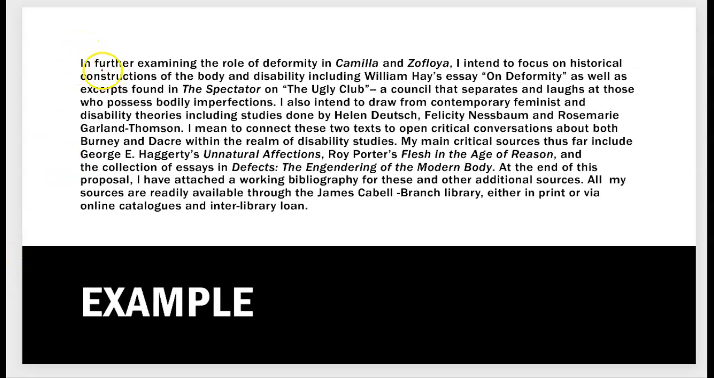proposal abstract. So in further examining the role of deformity in Camilla and Zofloya, two novels that you may or may not be interested in, I intend to focus on historical constructions of the body and disability, including an essay on deformity and excerpts from the Ugly Club. So I'm telling the person that's reading this what I intend to do, what I intend to focus on. I intend to draw from contemporary feminist and disability theory.